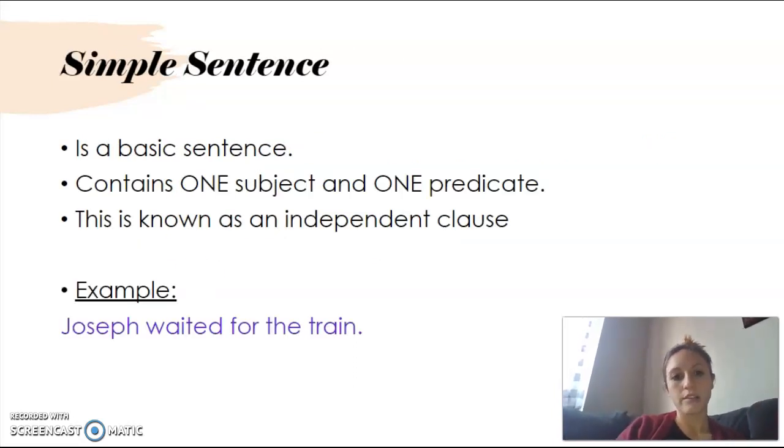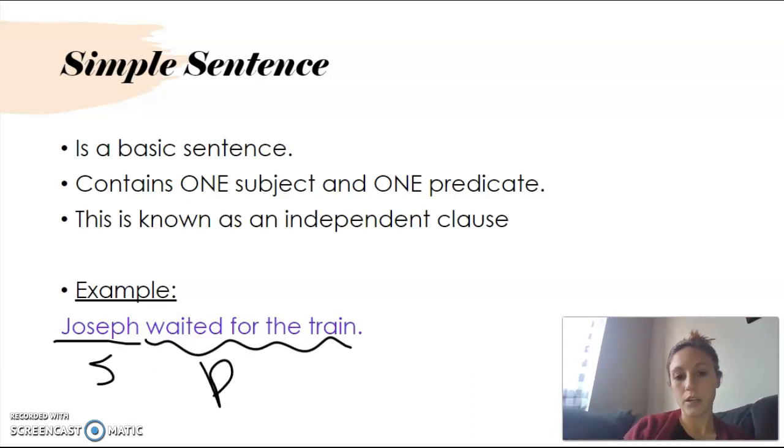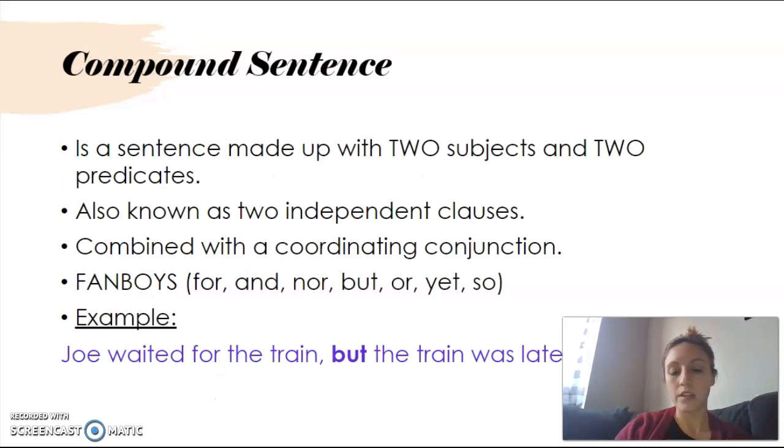So first, let's look at a simple sentence. A simple sentence is just one basic sentence, and this contains one subject and one predicate, and this is known as an independent clause. So here's our example: Joseph waited for the train. Well, let's see. Does it have a subject? A subject is who or what the sentence is about, and that's Joseph. Okay? The predicate is everything after the subject, including the verb. This is our predicate. So because it has one subject and one predicate, that is a simple sentence, also known as an independent clause.